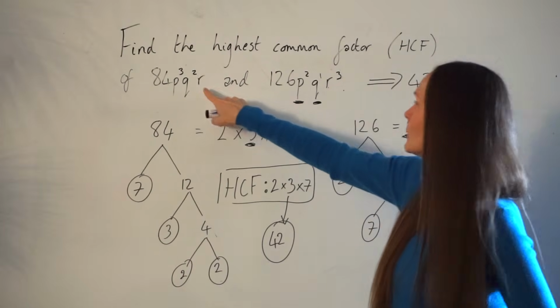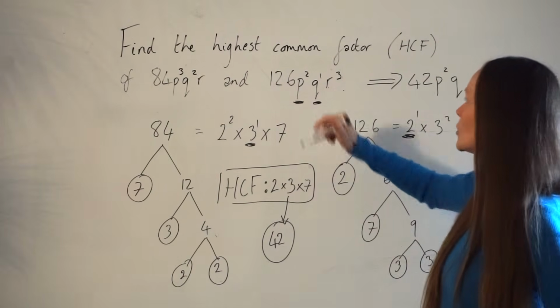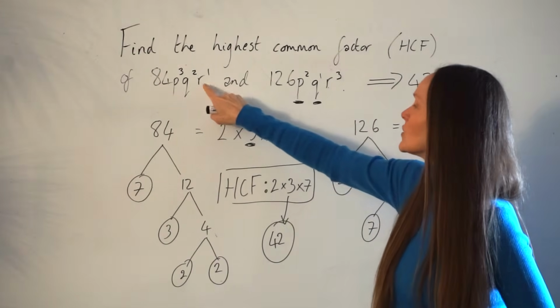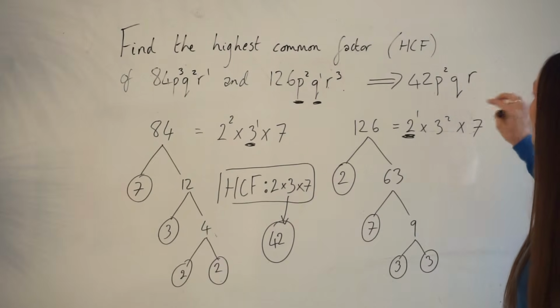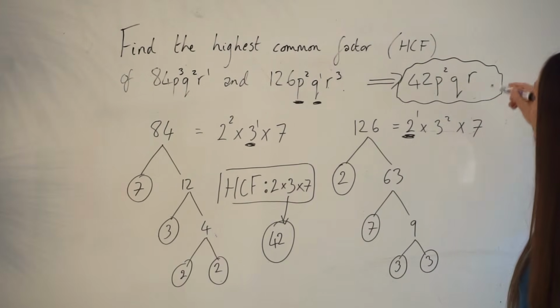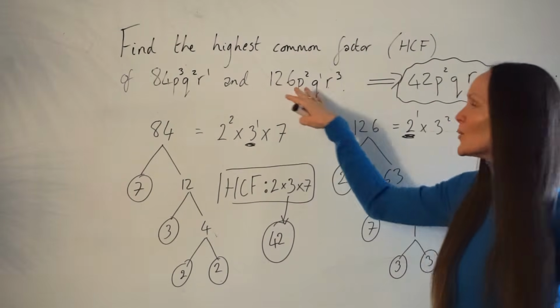And then finally, we've got R versus R cubed. Remember, R is like R to the power of 1. So this one has the smallest power. Okay, so I've grouped all my terms together. So that is how you work out the highest common factor of those two expressions.